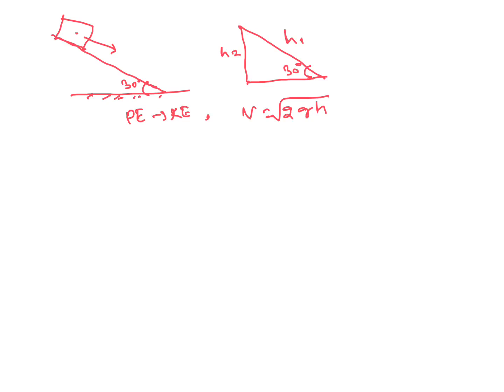Here, let it be h. In this question we have to consider both cases. V depends on the height h, and one is the inclined path and one is the vertical path. So one more formula we have to use. Speed is distance by time. Distance is s, and time is distance by velocity.